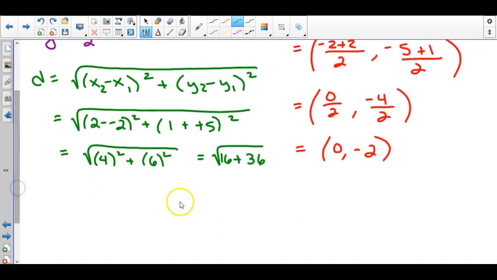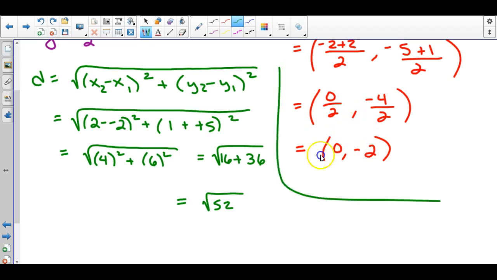and that's going to end up being the square root of 52, which we could go to a calculator and round, but it would end up being 7 point something for our distance between the 2 points. So just to check, the first part we did was finding the middle of the 2 points, and then the second thing we did was find the distance.